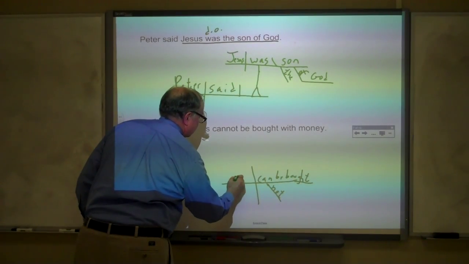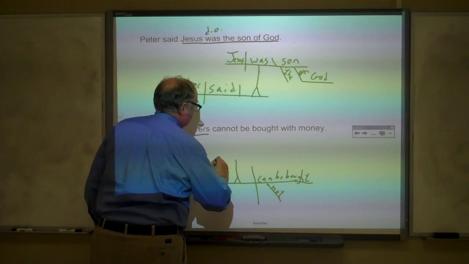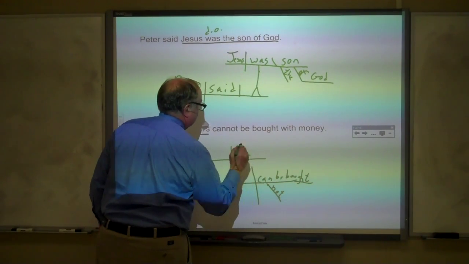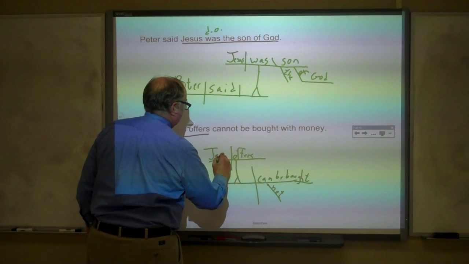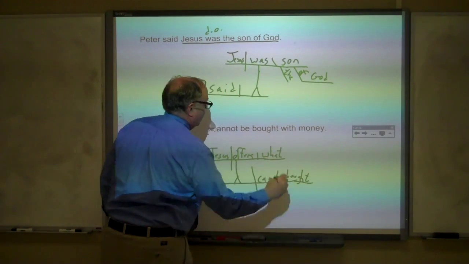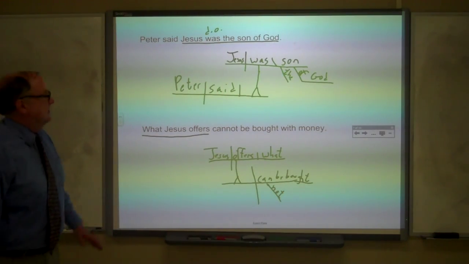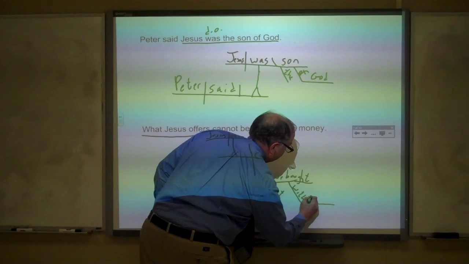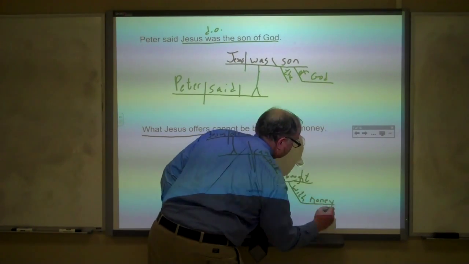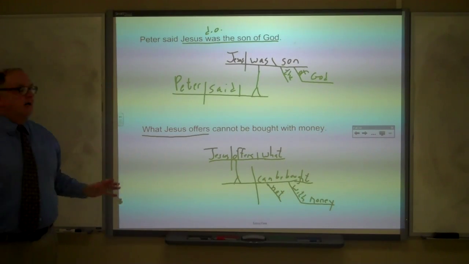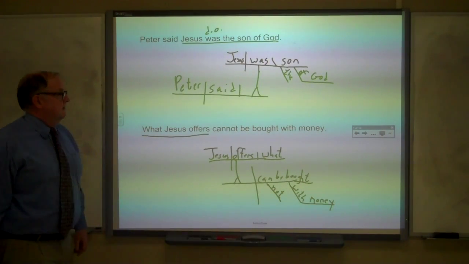So in the subject position, we put the noun stand. The verb is offers. Subject is Jesus. And what, once again, is the relative pronoun. Jesus offers what? So we put that in the relative pronoun position. And then with money also modifies bought. It's a prepositional phrase. All right, so this is an example of when a noun clause is the subject of the sentence.